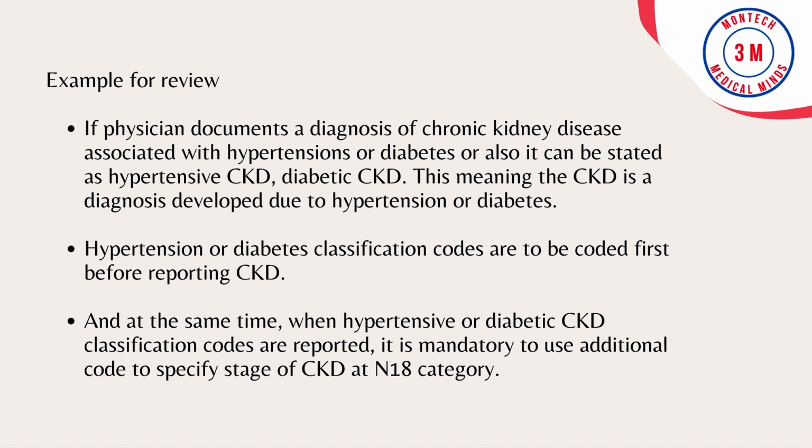Example for review. If a physician documents a diagnosis of chronic kidney disease associated with hypertension or diabetes, or it can also be stated as hypertensive CKD, diabetic CKD, this means the CKD is a diagnosis developed due to hypertension or diabetes. Hypertension or diabetes classification codes are to be coded first before reporting CKD. And at the same time, when hypertensive or diabetic CKD classification codes are reported, it is mandatory to use an additional code to specify the stage of CKD at the N18 category.